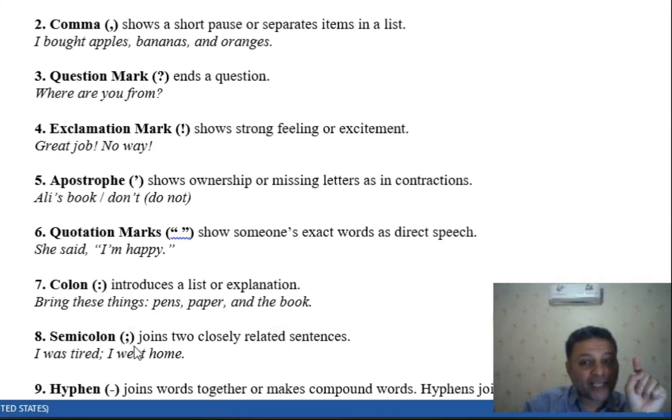Semicolon. There is a point and a comma below it, right below it, right? What does it do? It functions as a joiner, joining two closely related sentences. Like, I was tired; I went home. There's a semicolon in between, as you can see, right?